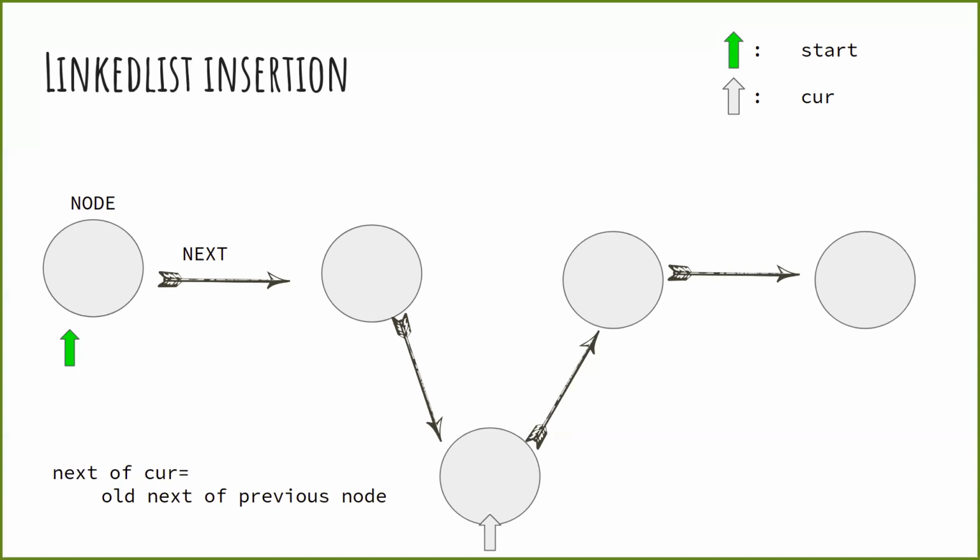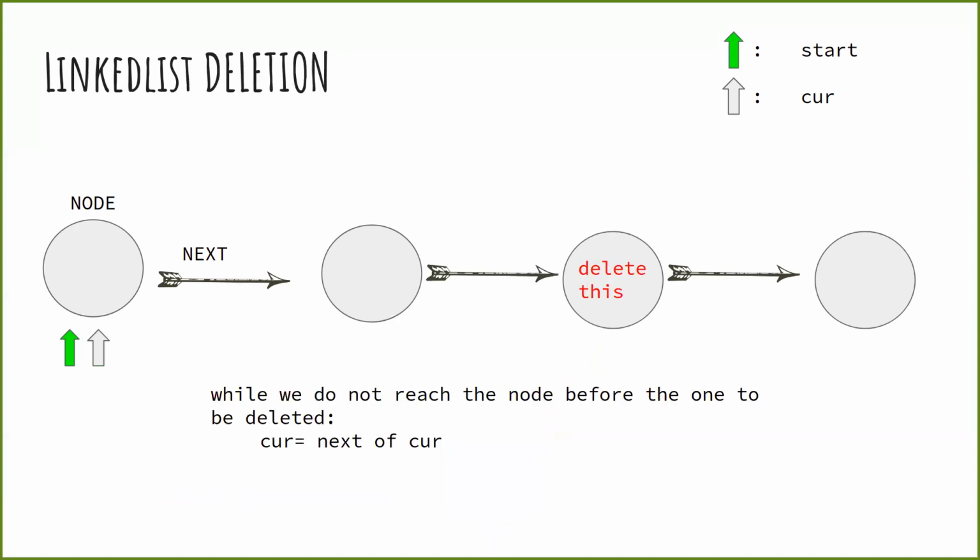So this is insertion, and then we have deletion. Deletion is very similar to insertion. You just need to mess around a bit with the pointers and you should be good. So how we do deletion is basically like this. Imagine that we need to remove the third node. We'll say that while we do not reach the node before the one to be deleted, in this case, while we do not reach the second node, keep going on to the next node.